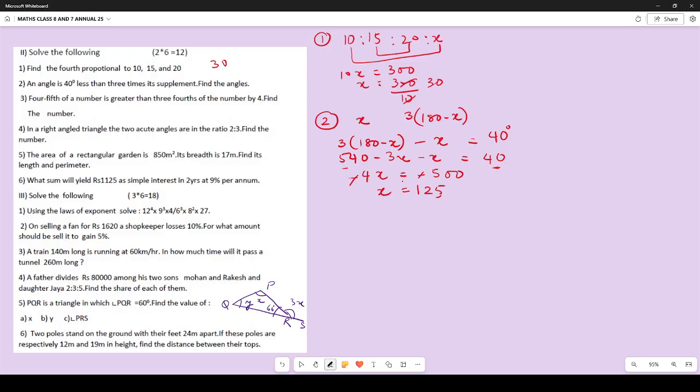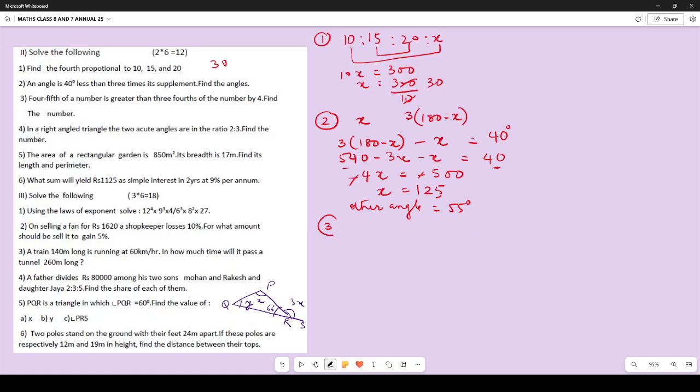So one angle, what are you supposed to find? Find the angles. So one angle is 125 degrees, and obviously the other angle will be 55 degrees, right? Because both of them must add up to 180 degrees.